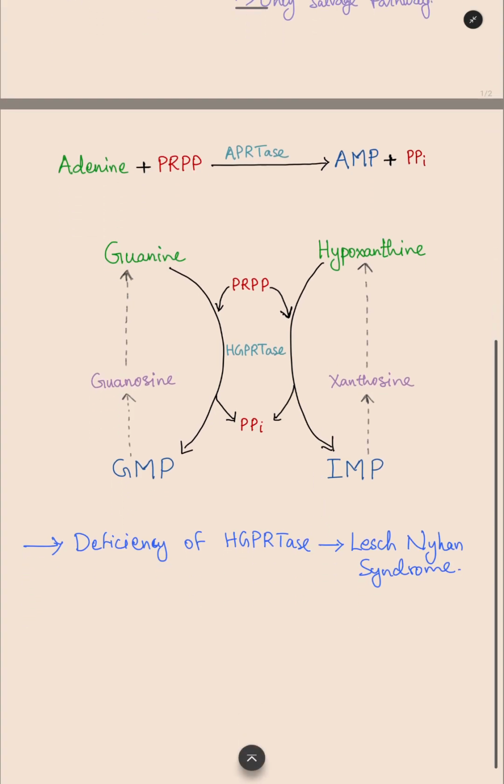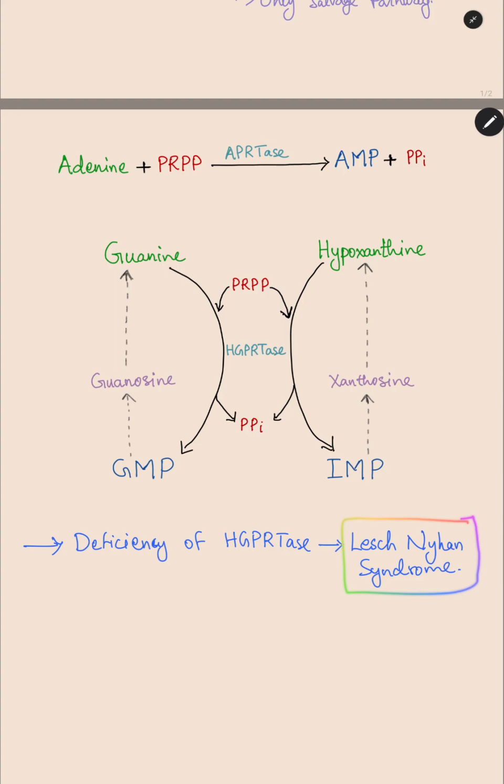Now the clinical application. If the HGPRTase enzyme is deficient in our body, then Lesch-Nyhan syndrome is seen in that individual. A detailed video about Lesch-Nyhan syndrome is already put on this channel, so you can refer to that for more information. In that, all the details are clearly explained. So deficiency of HGPRTase, hypoxanthine guanine phosphoribosyl transferase, causes Lesch-Nyhan syndrome. So this is about the salvage pathway of purines.